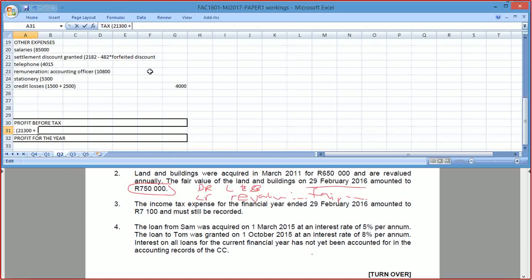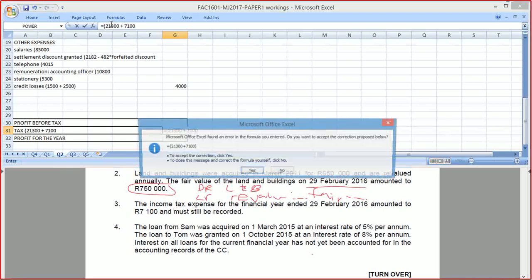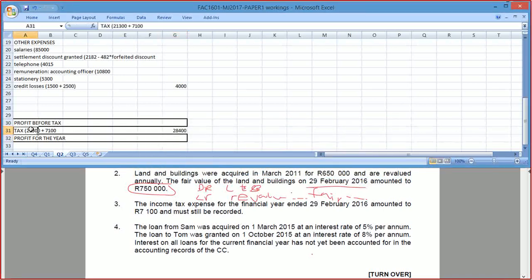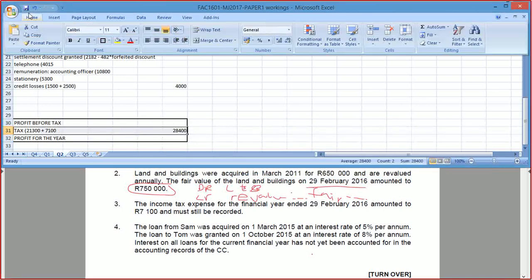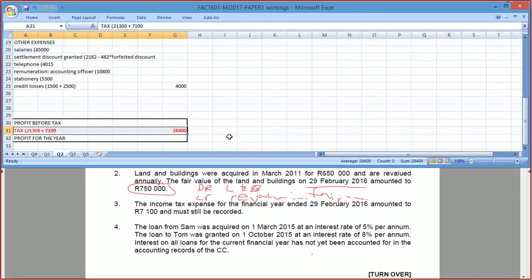Okay, they say that the income tax expense for the year amounted to that and must still be recorded. So we need to add an extra 7,100 to the tax figure for the year. Make sense? Yes, it does. Okay, remember this is a negative, so you'd show that in brackets. You would subtract that from your profit before tax. Okay, so you can see CCs are a lot easier to do.